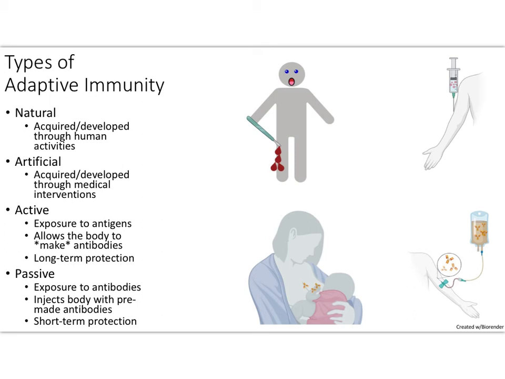So I will warn you that these topics can be challenging for people. This is definitely something to spend some time with because it's about to get a little bit more complicated and we're going to start to put these together too. So we can have natural active immunity. We can have natural passive immunity. We can have artificial active immunity, and we can have artificial passive immunity. So let's just start with natural active.